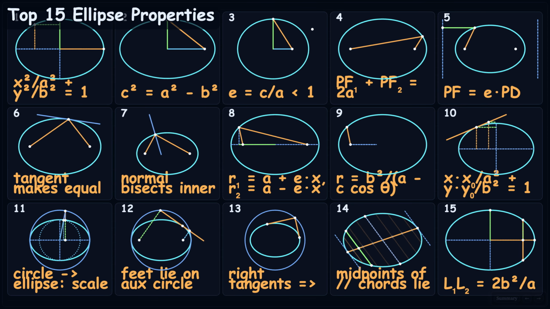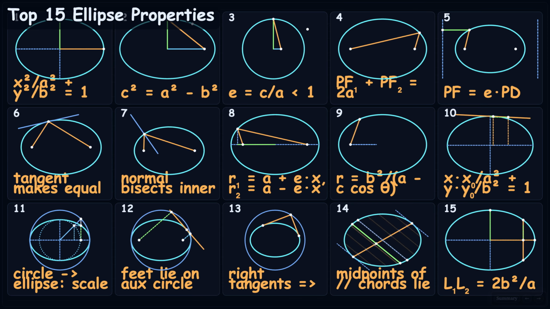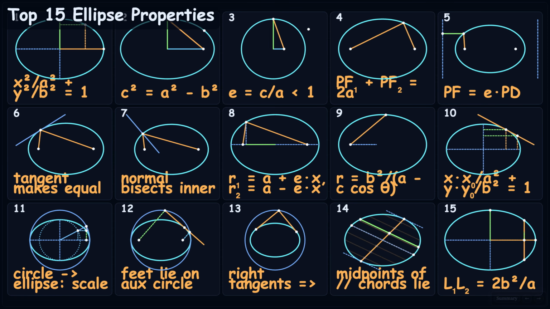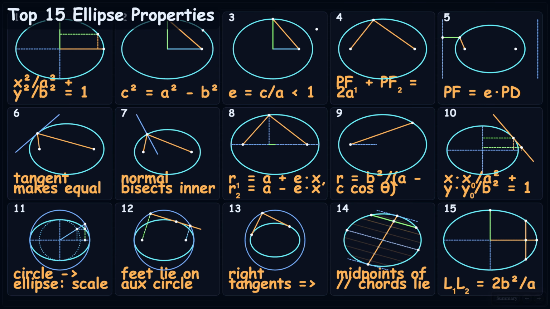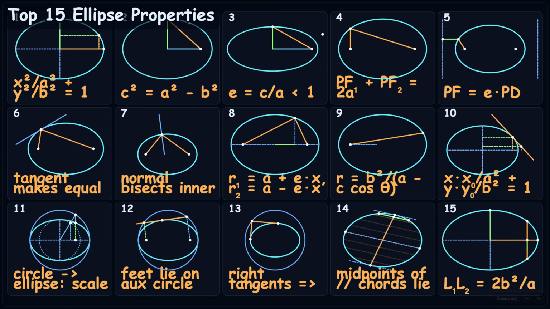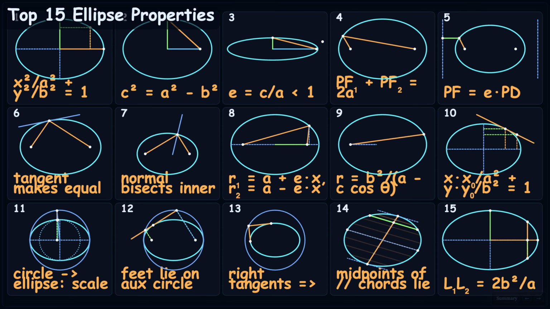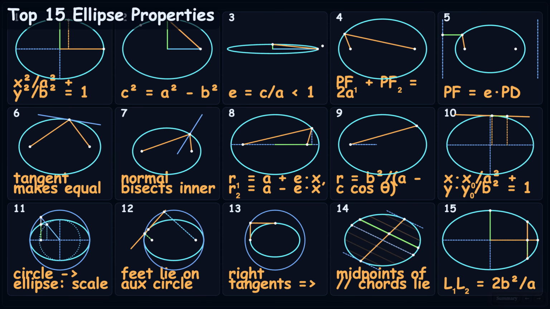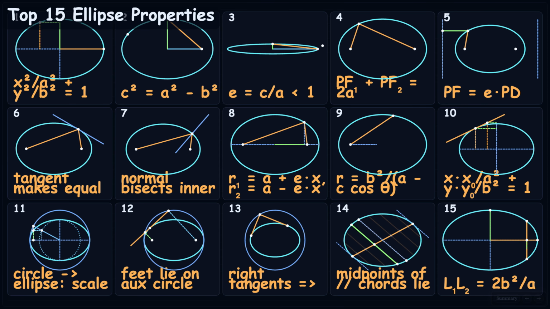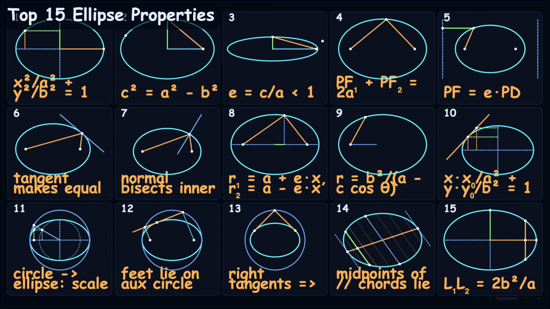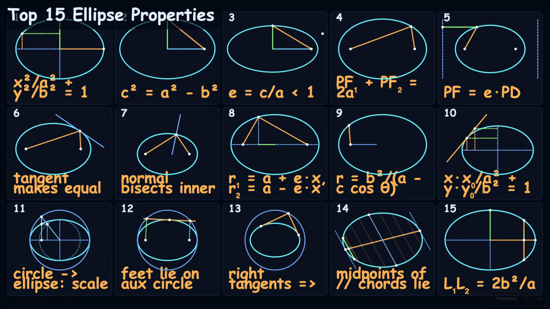15 ellipse facts worth knowing on sight. Ellipses look softer than circles, but the geometry is deeper. You get foci, tangents, directrices, projection, and some beautiful algebra packed into one curve. We will go one by one. For each card, I will say what to spot, what the fact says, and one sharp proof hint.